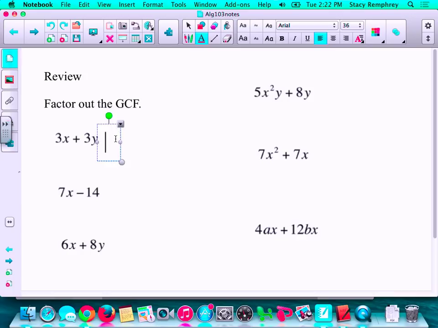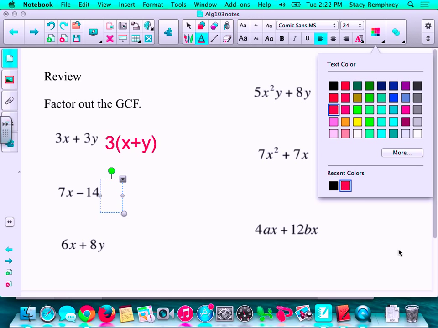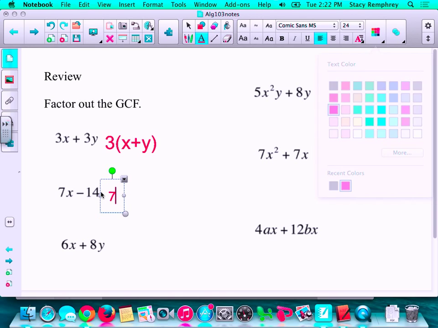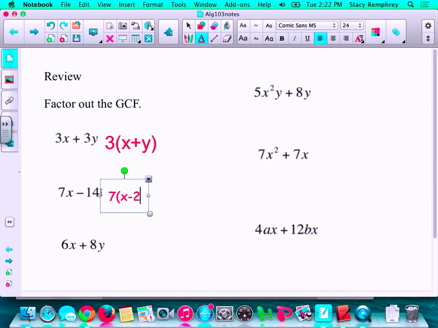We're going to factor out the GCF. So you're going to have the GCF of 3, and then you'll write down what's left over. We kind of call this the distributive property backwards. So 7 and then 14, the GCF is 7. When I factor that out, I'm left with x minus 2. Again, you can push pause at any time and try the rest if you weren't sure what to do.